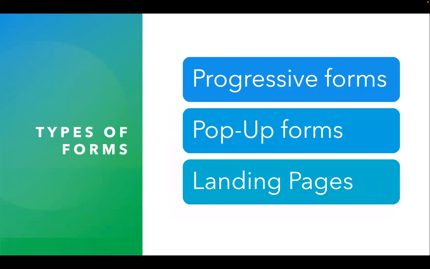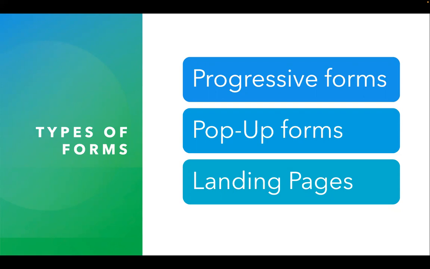There are three main types of forms. We have our progressive forms, pop-up forms, and then our landing pages. So let's talk through a little bit of what the differences are and when to use each of those. We have our progressive forms, and that allows you to make your forms a little bit smarter and more efficient. We have different standard fields that we all typically see. Your standard fields are maybe your contact's name, their email address, last name, phone number, things like that.